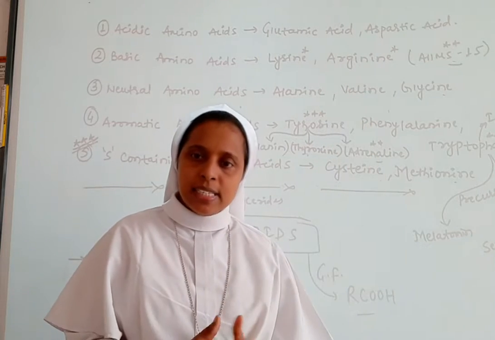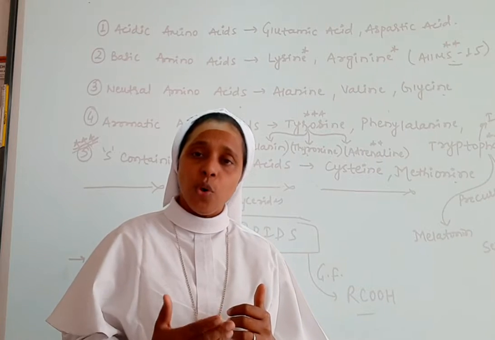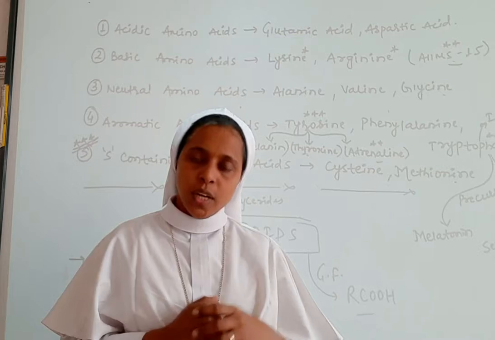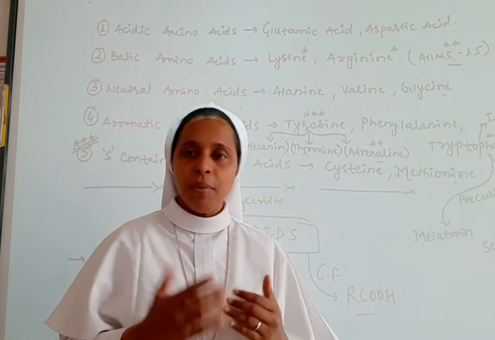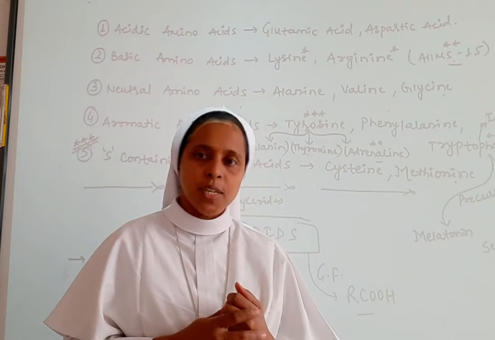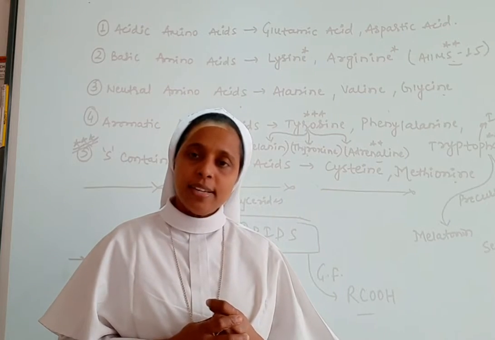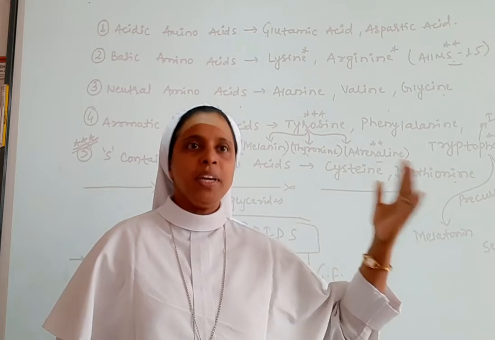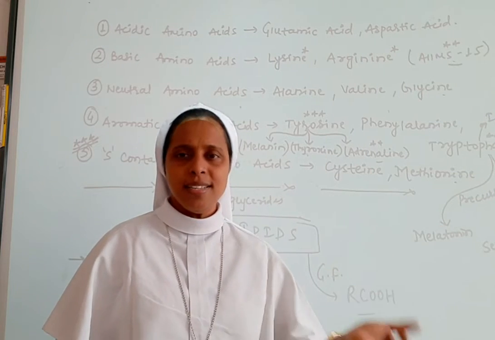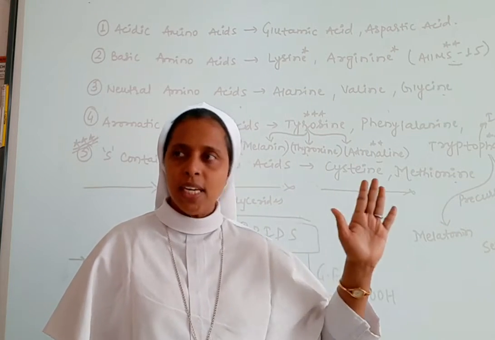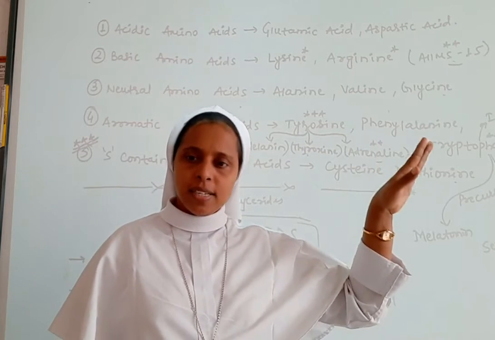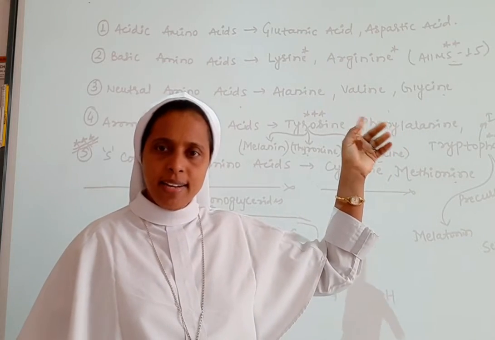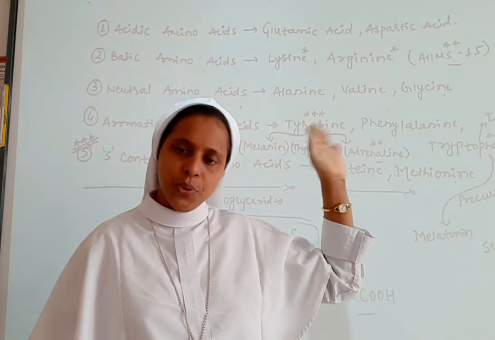Once it was asked as a question, which of the following amino acids have positive charges at pH 7? That is the basic amino acids, lysine and arginine. Options will be given: aspartic acid, glutamic acid, lysine, arginine. So you have to write the basic amino acids, that is lysine as well as arginine. Then we have neutral amino acids. Alanine, valine and glycine are the examples of neutral amino acids.